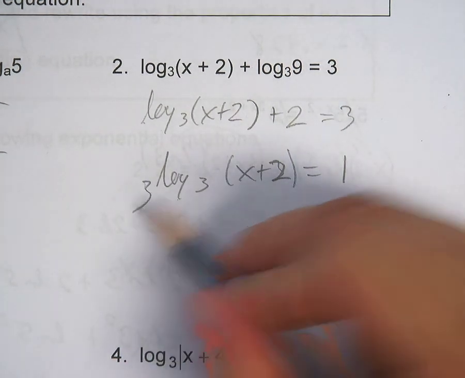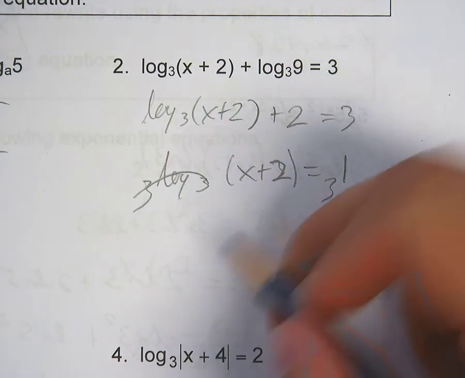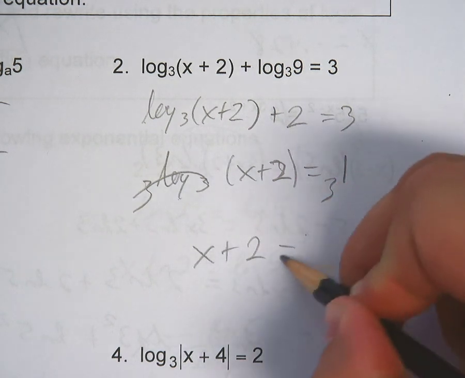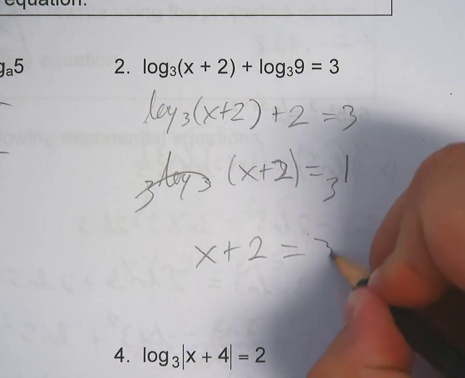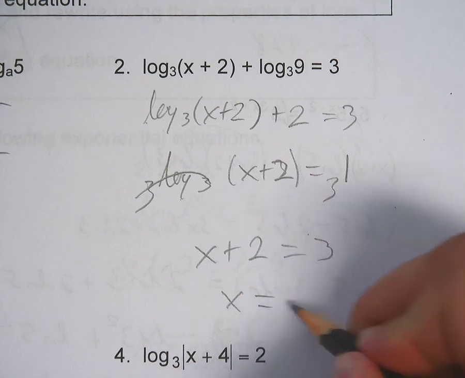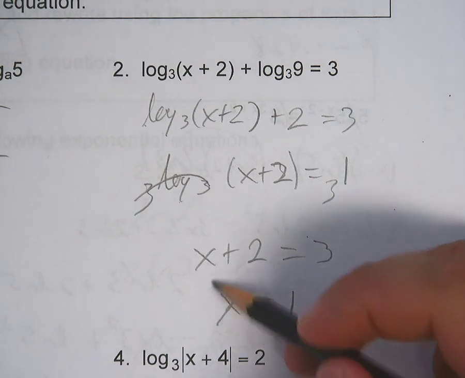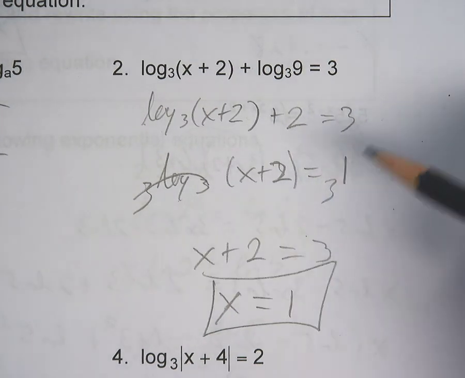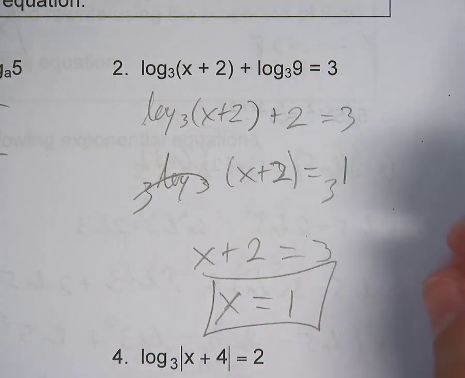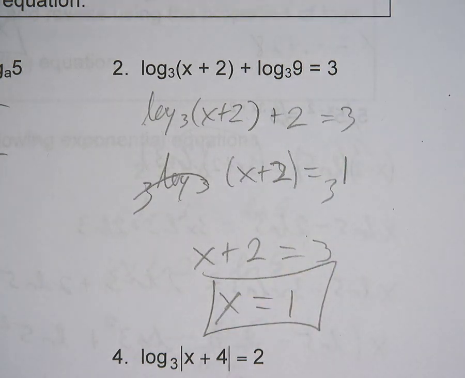And then use a base of 3 on both sides. x plus 2 is equal to 3 to the first power, which is 3. And subtract 2. So x is 1. No pluses and minuses there, so I can go back and check it again, and it turns out to work out pretty well in my favor.